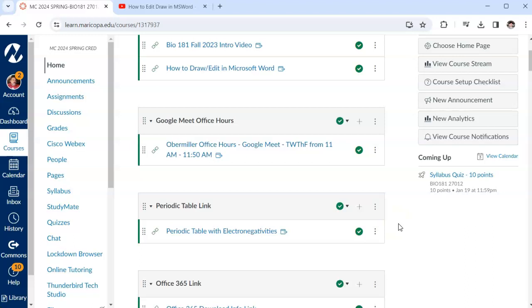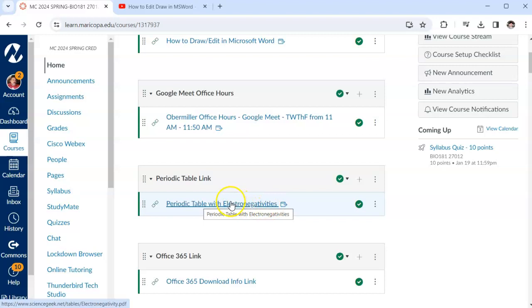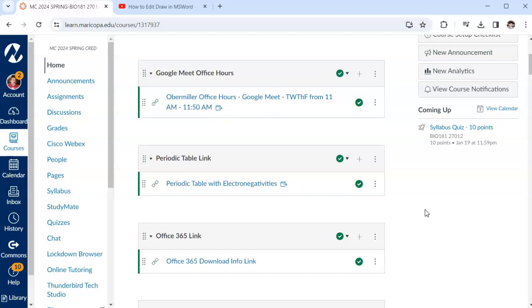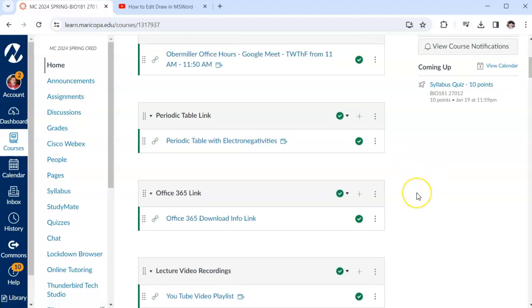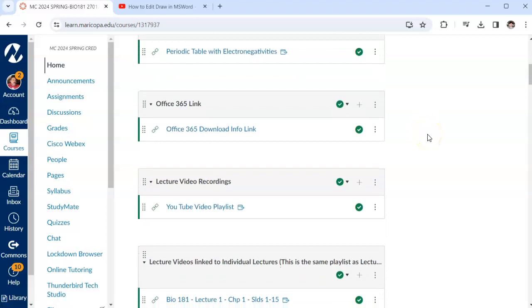You're going to need a periodic table for your exams. This is the periodic table that I want you to use. When you take your exams, they're online, so you have to show all of your papers to the camera. I want to see this periodic table that you're using to verify that that's the same one. So make sure you download this and print it. You're going to be using this for all of your exams throughout the semester.